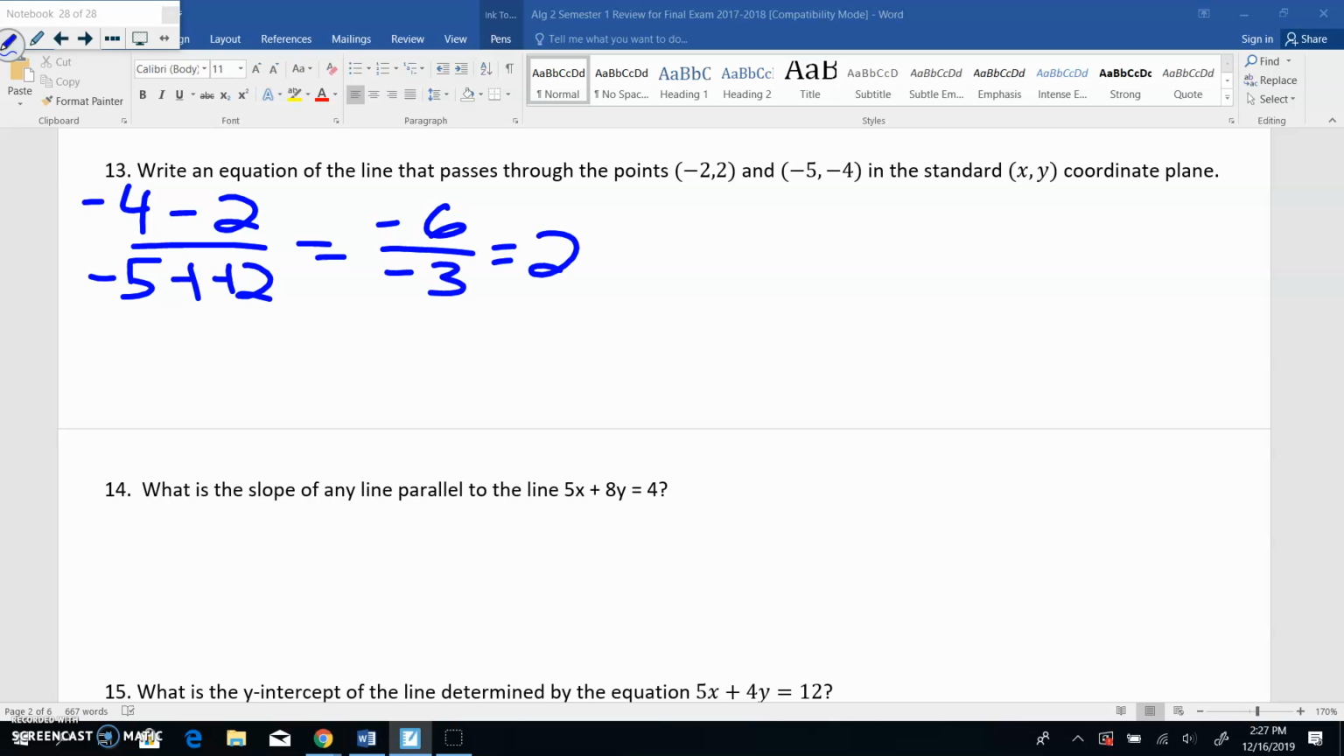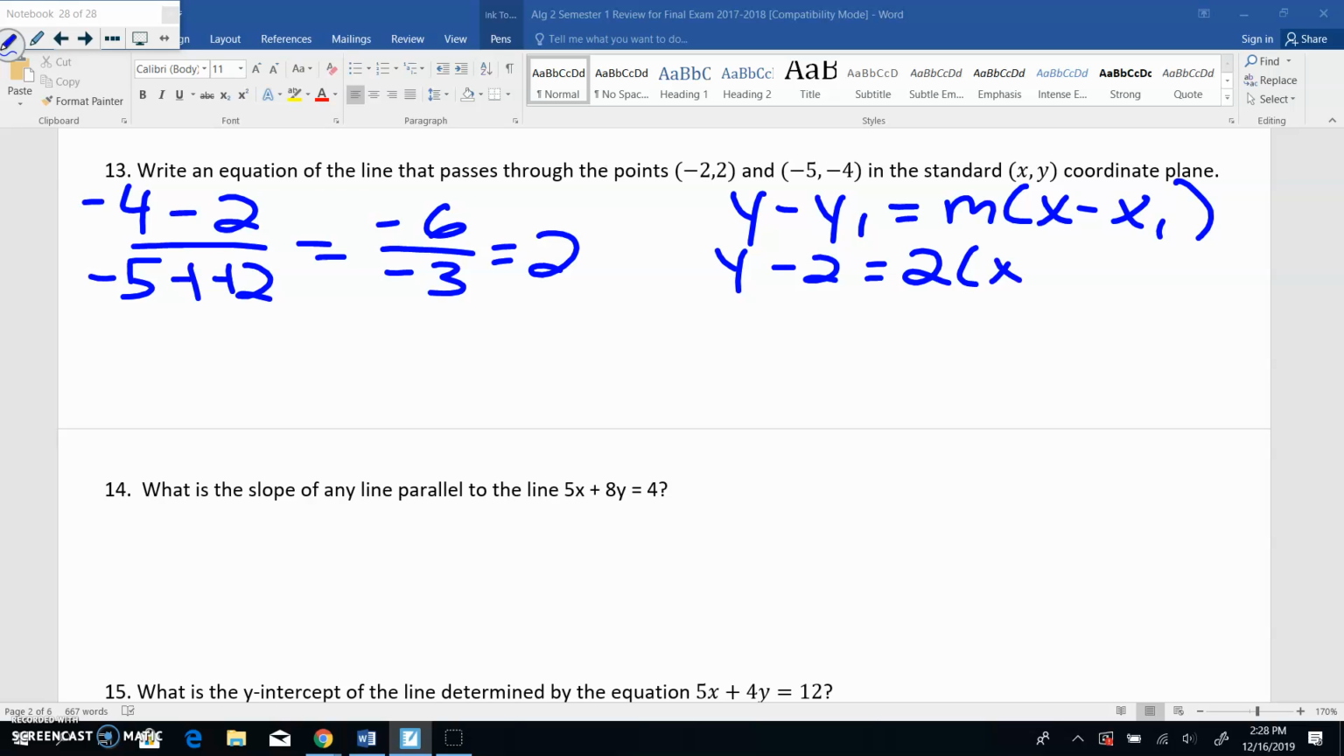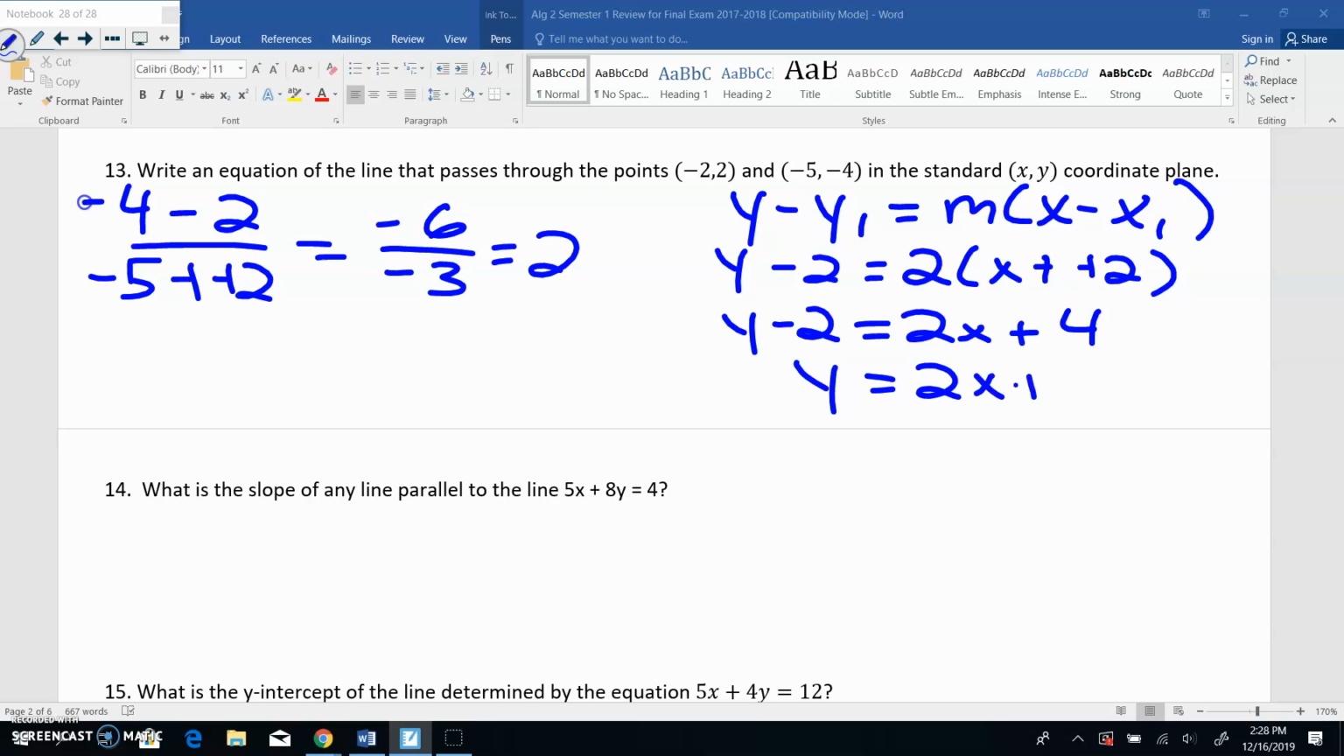At this point, I get to pick which coordinate I go in with, so I'm going to pick the first coordinate. I'm plugging into this formula, which again was our project for your lines. So I'm going to have y minus 2 is equal to 2 times x minus my x1. Well, I'm going to have minus a negative 2, so once again, plus a positive. Go ahead and distribute your 2. y minus 2 is equal to 2x plus 4. Finally, add 2 to both sides to get your final answer of y equals 2x plus 6.